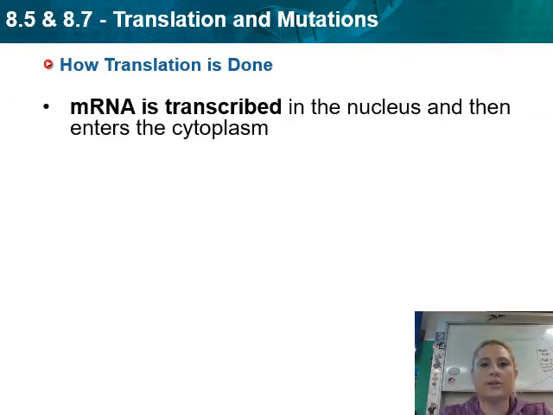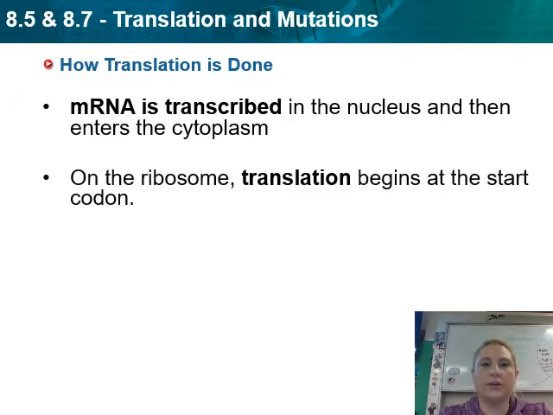So how is translation done? Well, mRNA is transcribed in the nucleus and then enters the cytoplasm. Remember, we go from DNA to RNA, and that's transcription. Then we've got our mRNA message, which moves out into the cytoplasm and finds the ribosome. On the ribosome, translation begins at the start codon. Start is always AUG.